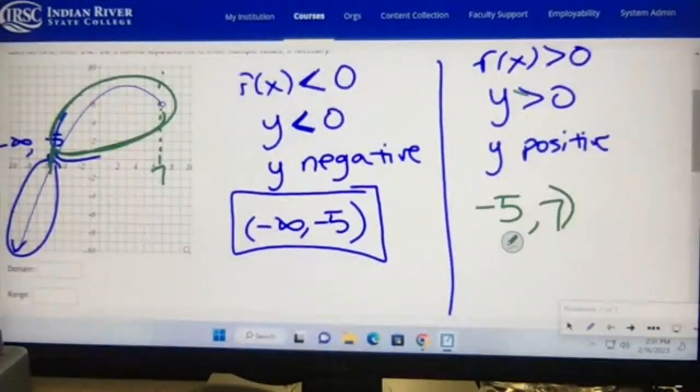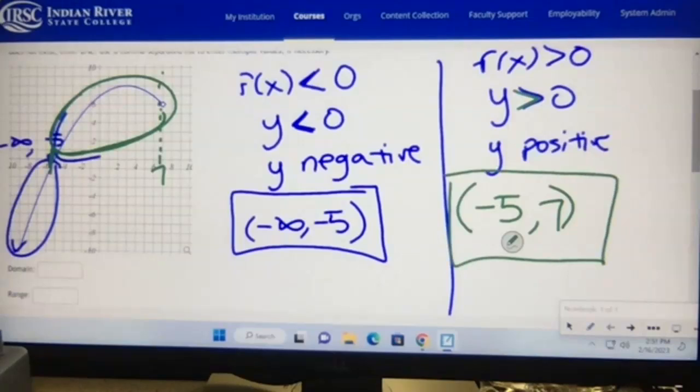For that negative 5, it just says greater than. So that means it's going to be a parenthesis as well. If it said or equals to, we would include that number. We would include when this point right here is negative 5, 0. So we would include that point when our y value is 0, but it doesn't, so that would be that one.